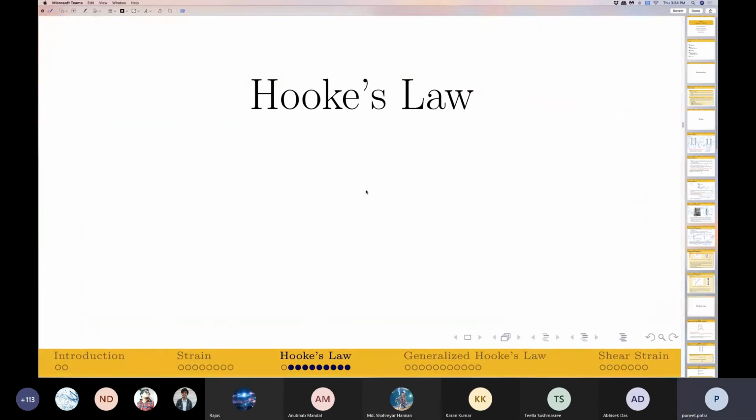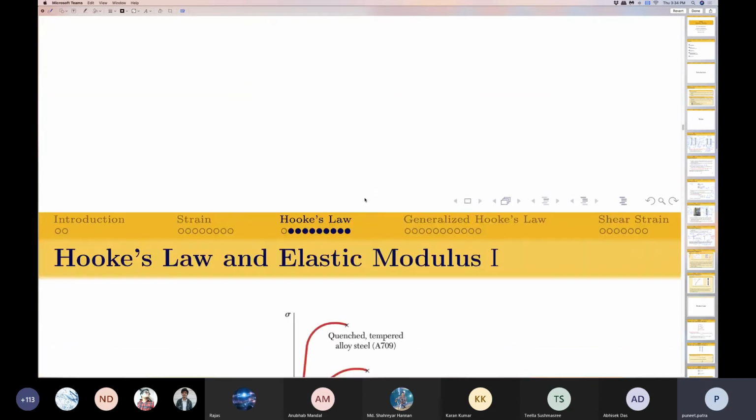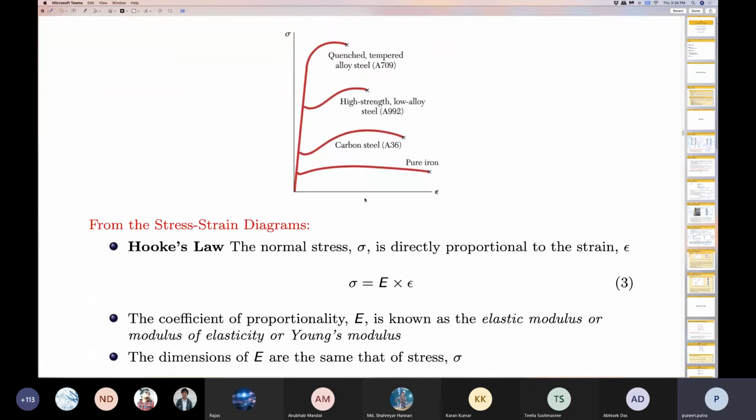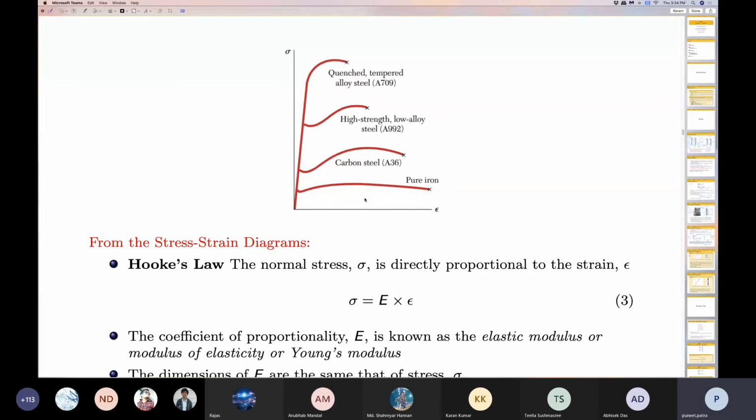Now, this brings us to some very interesting concepts. The stress strain diagram, which we just saw, we observed that the initial part of the stress strain diagram is linear. That is, sigma is directly proportional to epsilon. Okay, so I can say that until the linear regime, I will write sigma equal to E times epsilon.